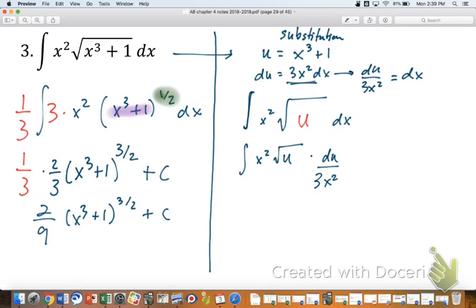Why is this so great? Wouldn't the x squareds just cancel out? And I'd end up with something like 1/3 u to the 1/2 du. And now we have a pretty simple antiderivative to do. I'll just use the power rule.